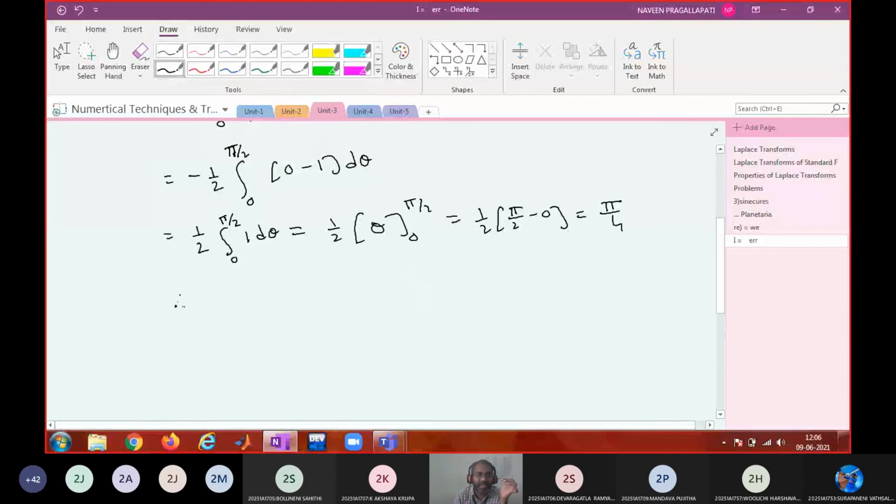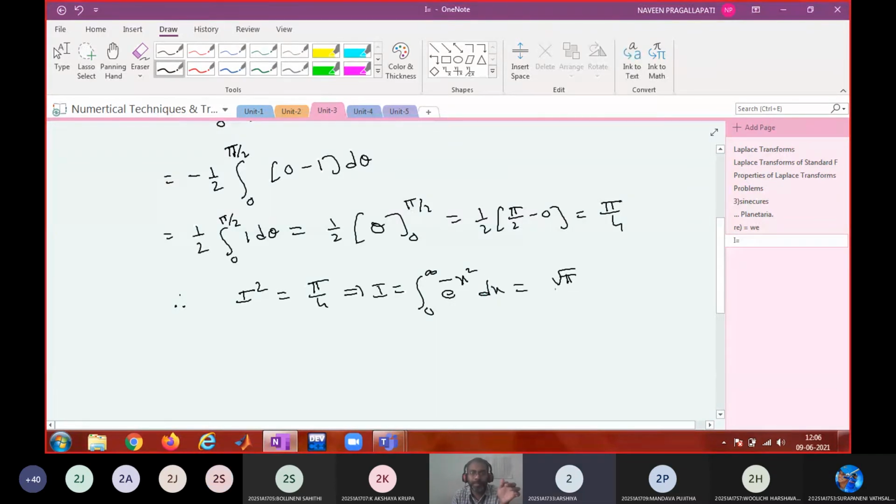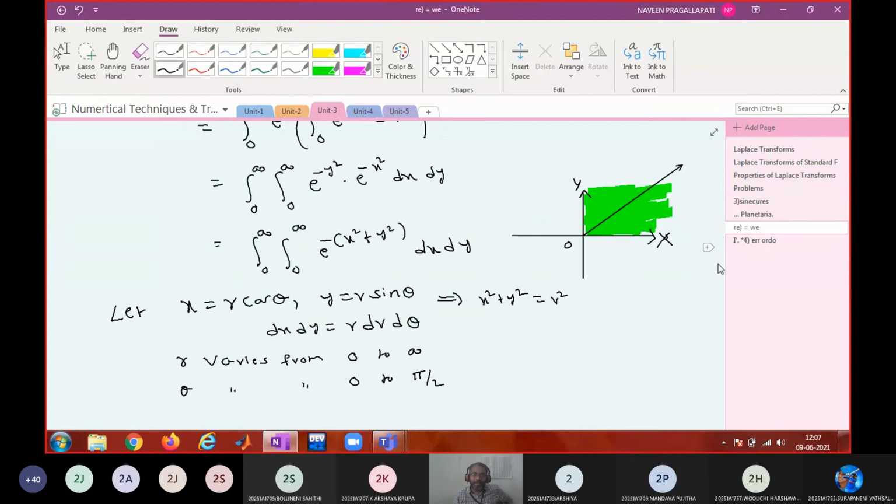So what is I square? Therefore I square is pi by 4. So what is I then? I equal to the integral from 0 to infinity of e power minus x square dx will be root pi by 2. Because e power minus x square is above the x-axis, it is going to be a positive value only. Therefore, I have to take the positive square root only, not the negative square root.